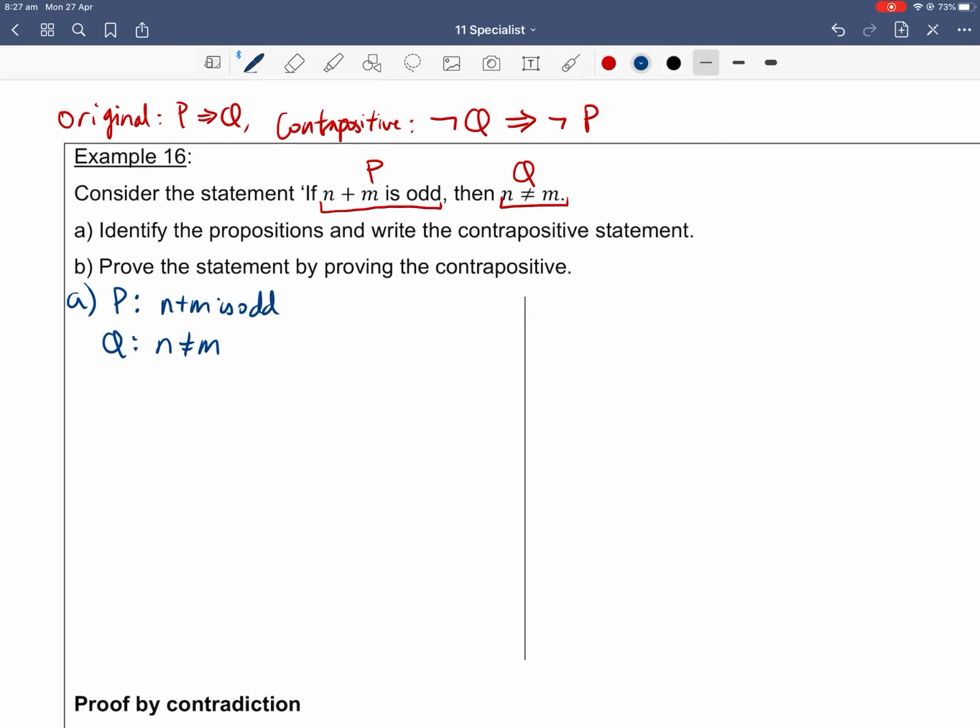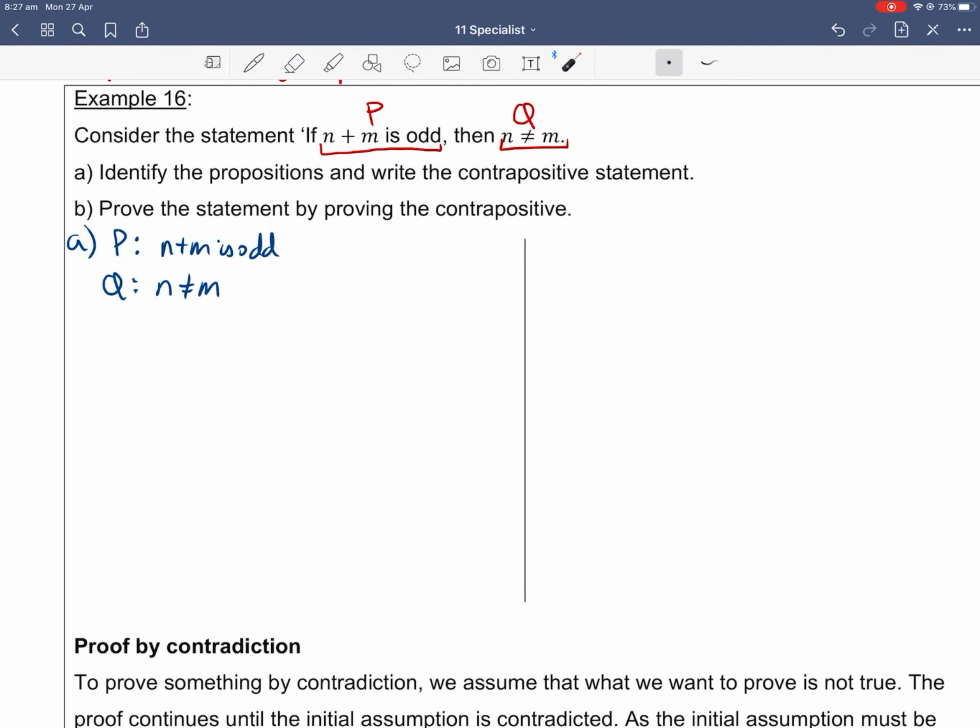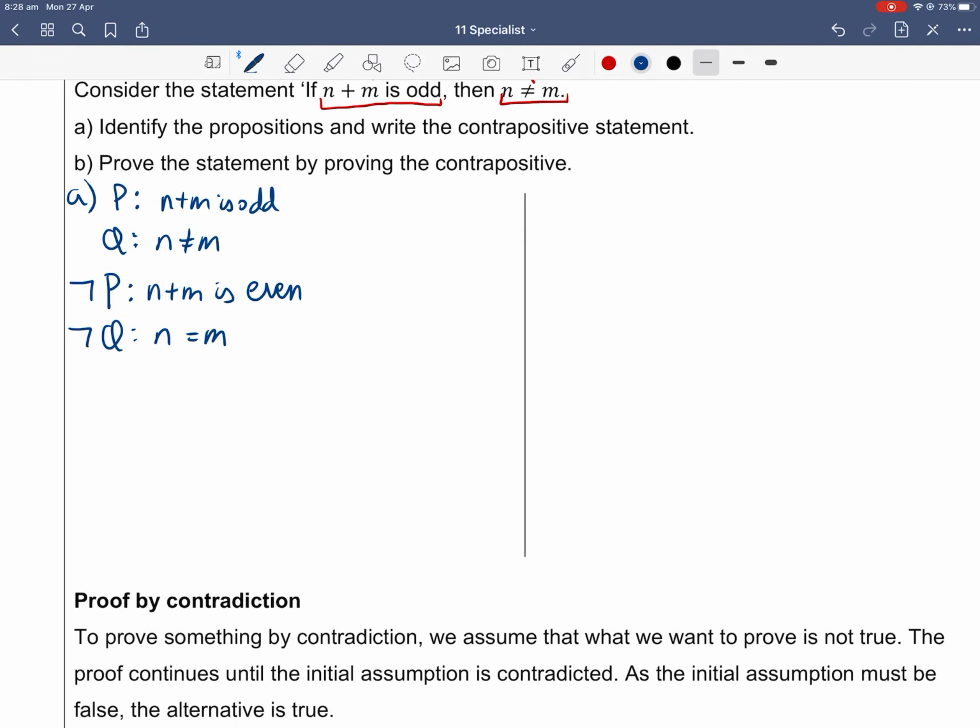So originally the statement is if P happens, then Q happens. We want the contrapositive, which is if not Q, then not P. So we need to write down what not P and not Q mean. If P is n plus m is odd, what's the opposite of that? Well, n plus m is even, because the opposite of odd is even. And if Q is n is not equal to m, what is the opposite of that? Well, the opposite of not equal to is equal to. So not Q is n equals m.